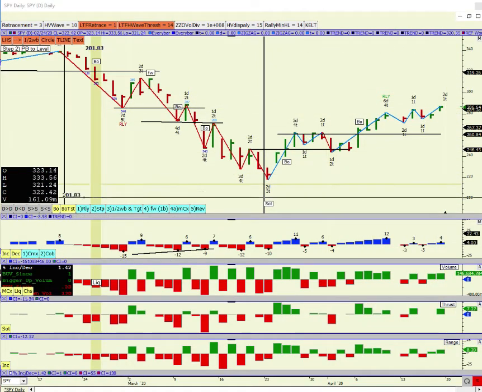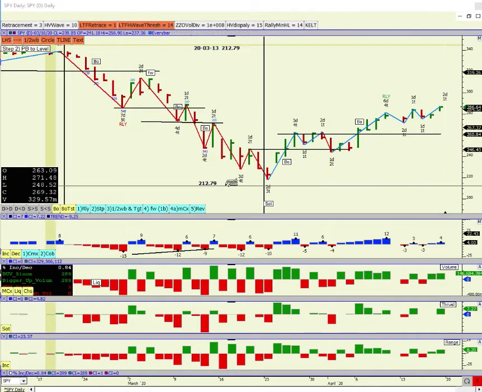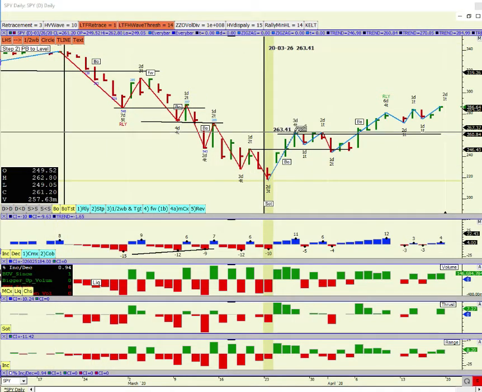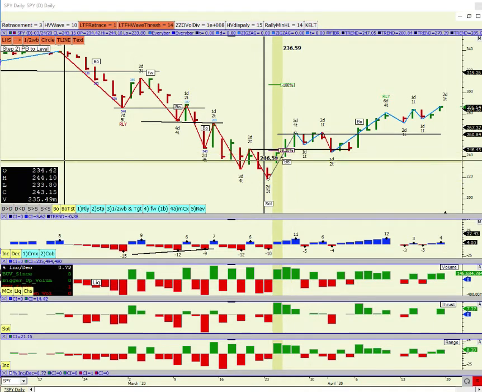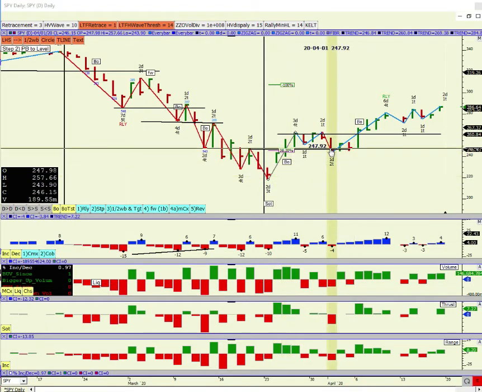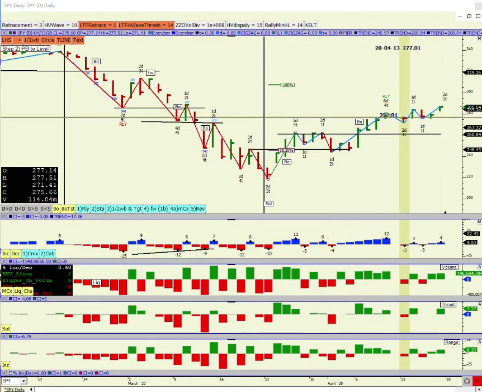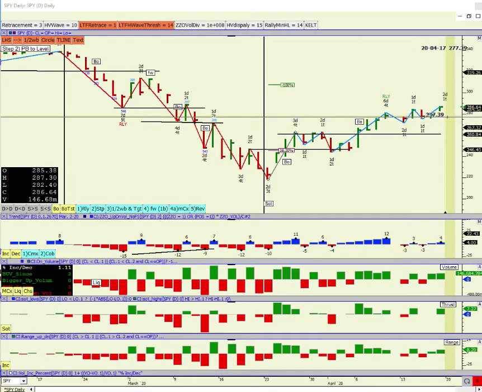This, at least if you measure it, makes sense. It pulled back right at the minimum 38.2. This thing does not. This thing doesn't pull back. Is that an indication of strength?